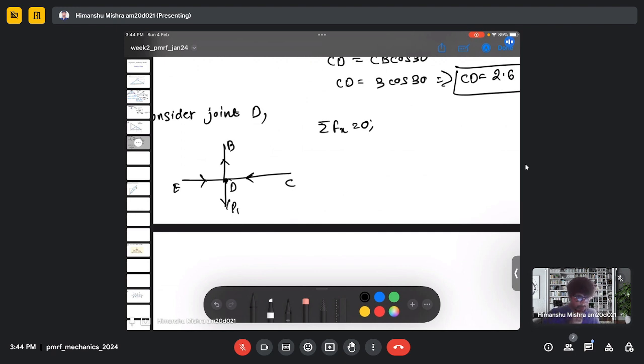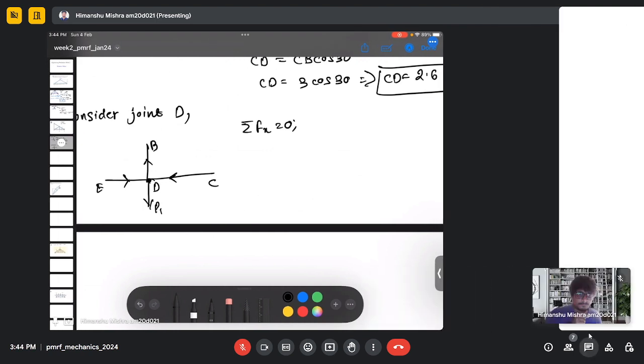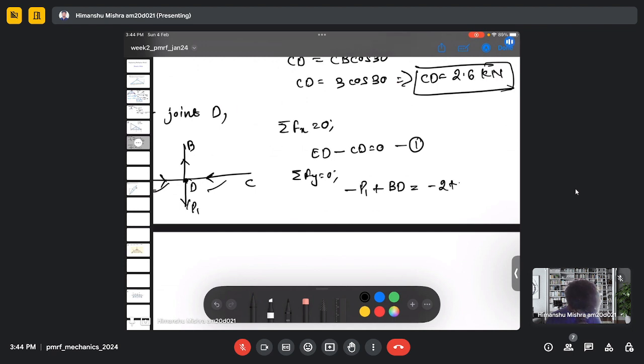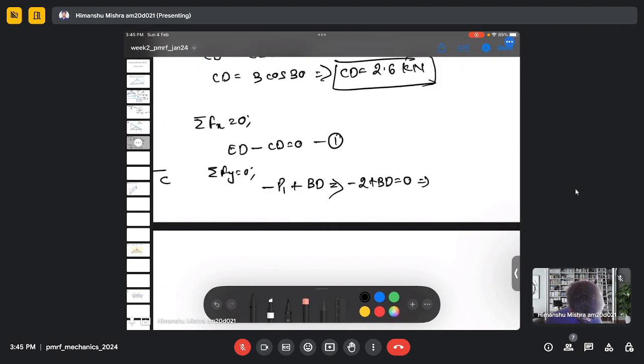So taking the horizontal force component first, we have ED minus CD equal to 0, because only these two forces are there in the horizontal component, so it will be equation 1. And in the vertical component, we will have minus P1 plus BD. And we know P1, which is minus 2 plus BD equal to 0. So BD is 2 kilonewton.